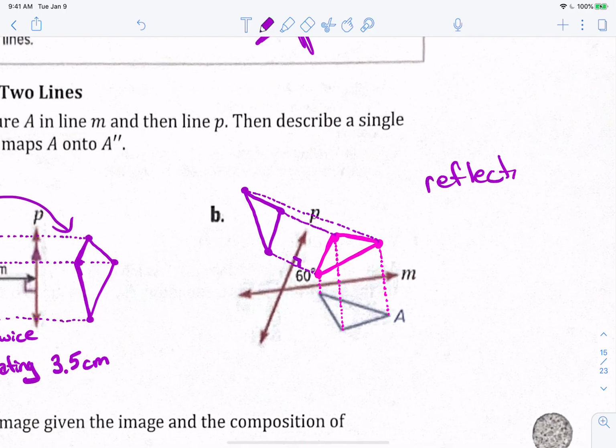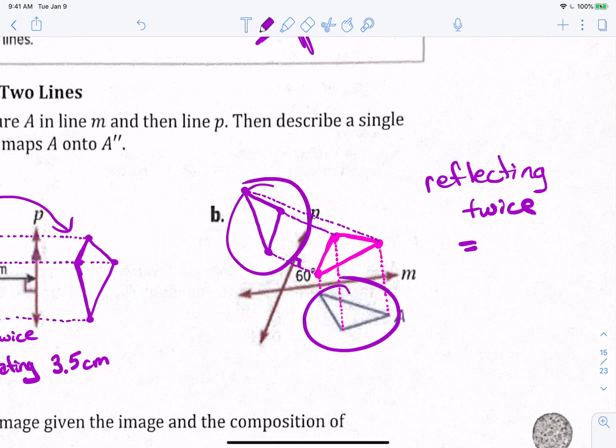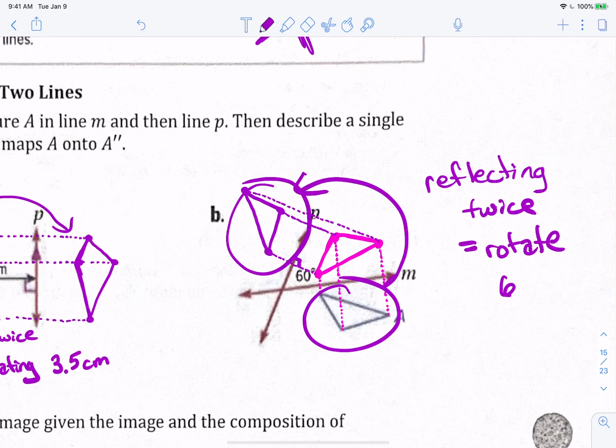Reflecting him twice equals, in this case, I could reflect him twice, or I could do one thing. What one thing could I do to get from here to here? Rotate. How far? 60 plus 60. 60 degrees. I could rotate it 60 degrees instead.